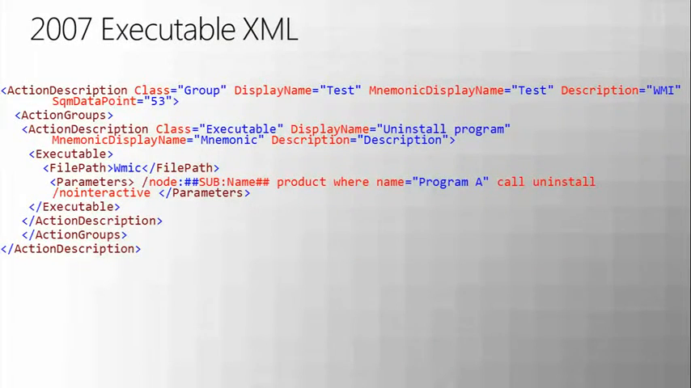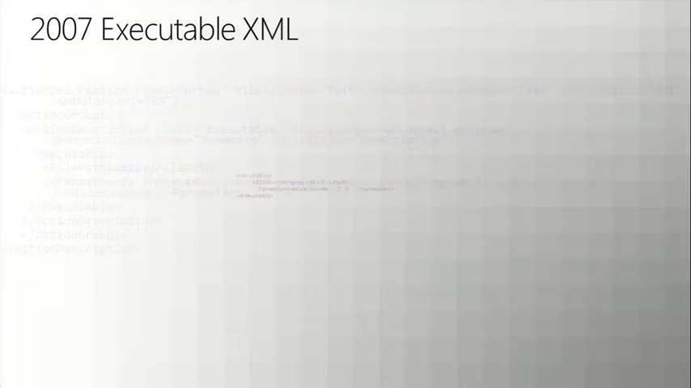The 2007 executable XML. Has anybody never seen this before? Never opened up the XML file? Ever looked at it? Okay, so I'll go ahead and zoom into this.